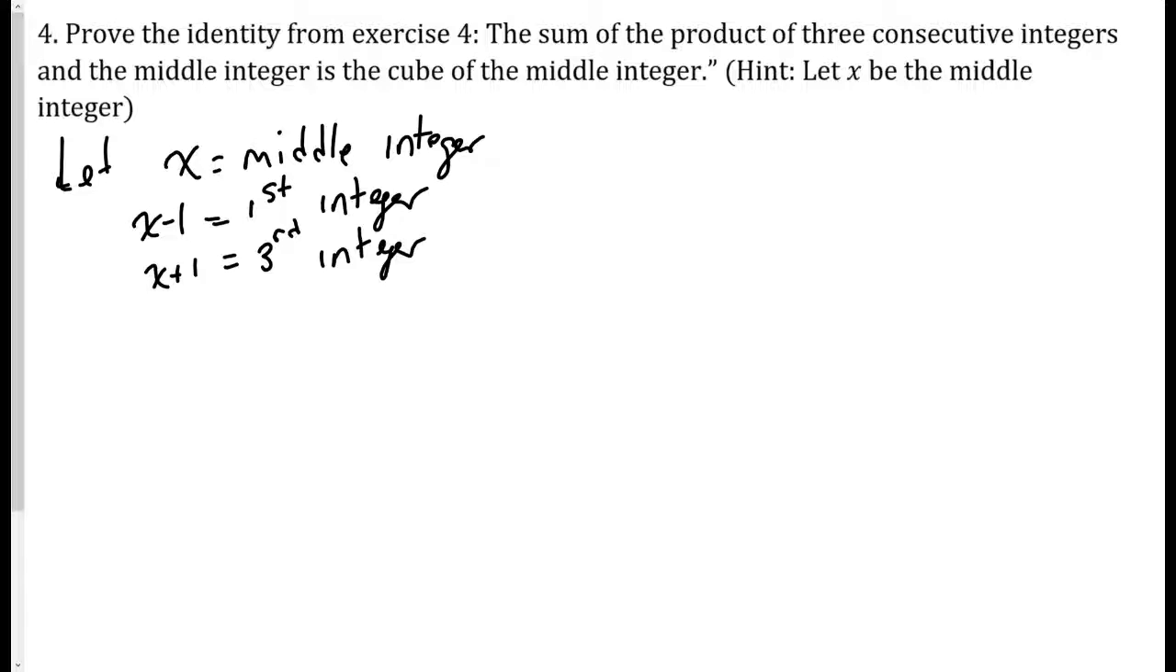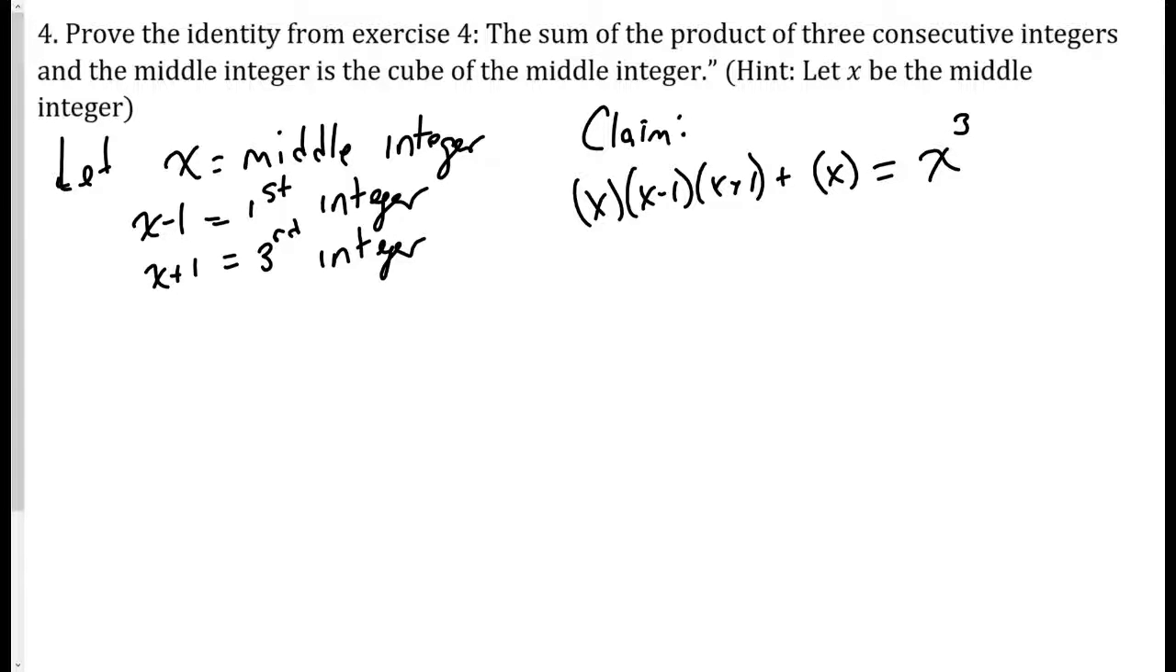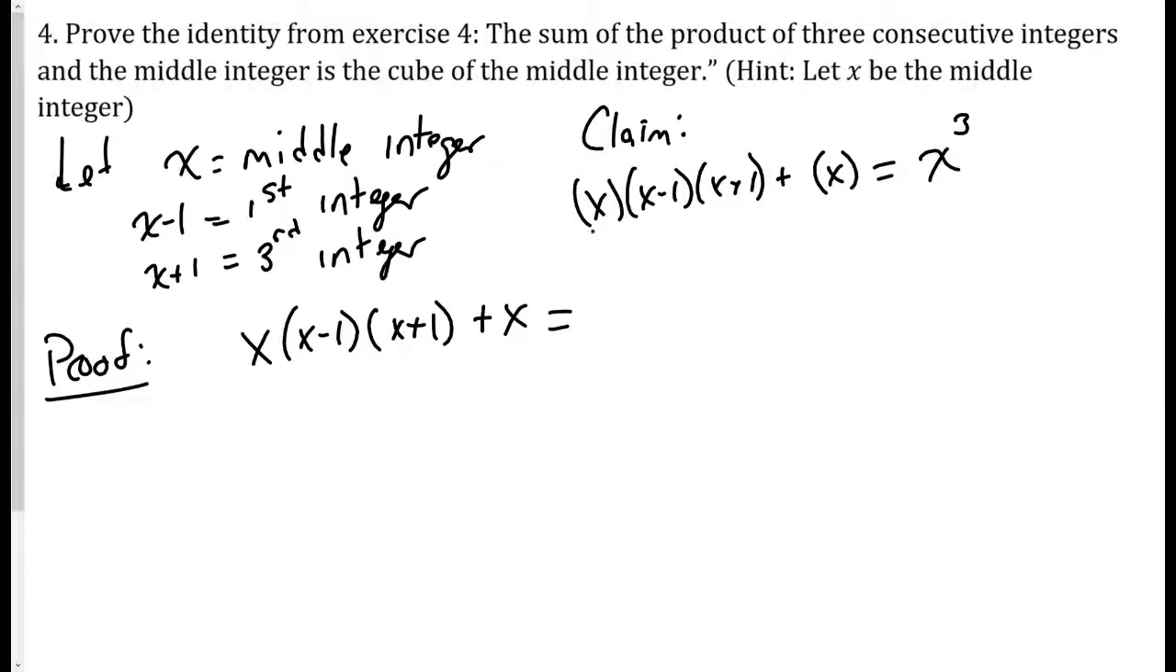So we claim that the product of those three plus the middle one, which we said was x, is the middle one cubed. So we claim that that polynomial identity is true. So now let's prove it. So our proof, we're going to start with x times x minus 1 times x plus 1 plus x. Again, just start with that side.